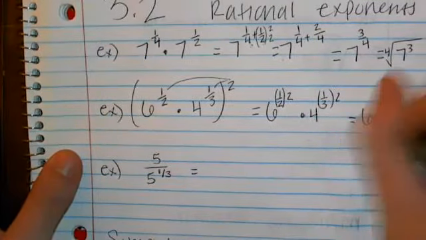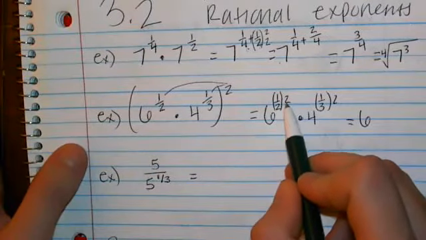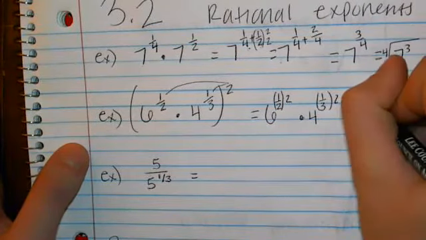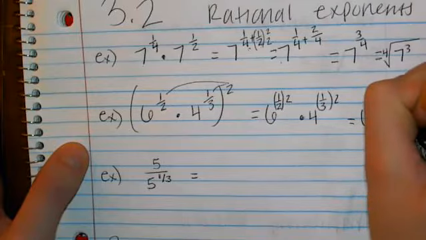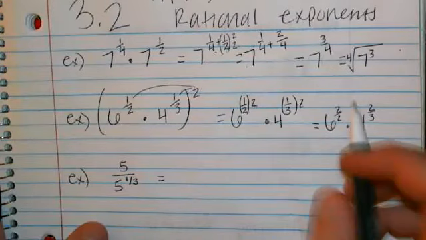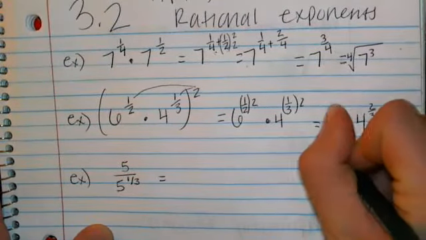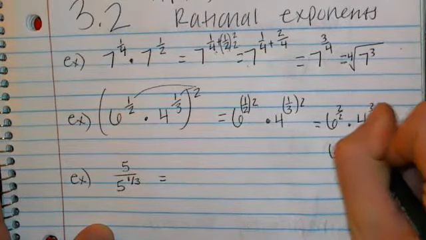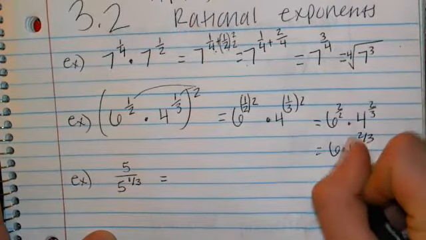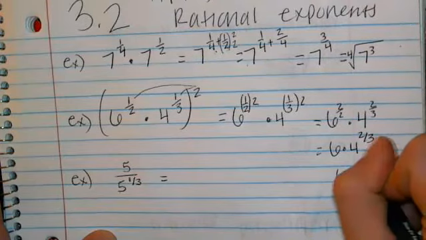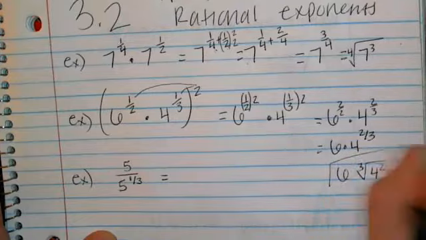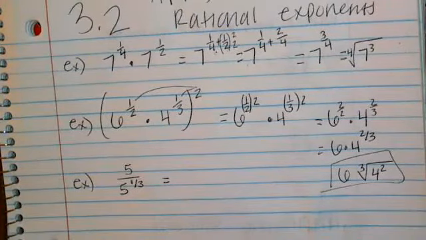All right, when we multiply a whole number by a fraction, you multiply that whole number by the numerator. So this will be 6 to the 2/2 times 4 to the 2/3. One last step we can take here is 2/2 is 1. So this is 6 times 4 to the 2/3. Or if you really wanted to keep simplifying, 6 times the cube root of 4 squared, right? All right. Moving on to the next one.